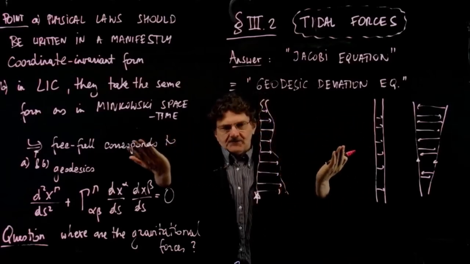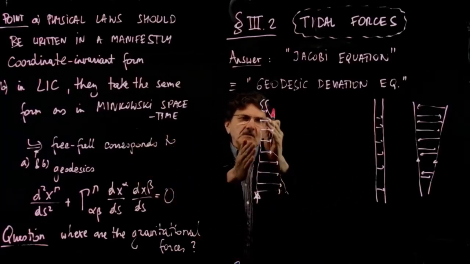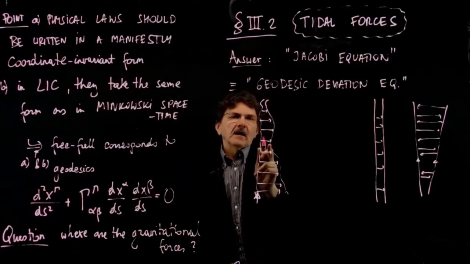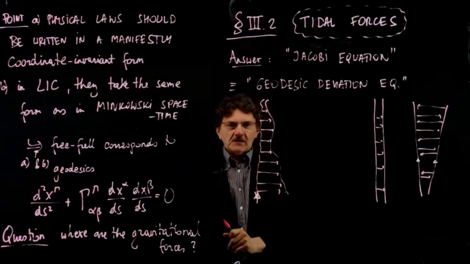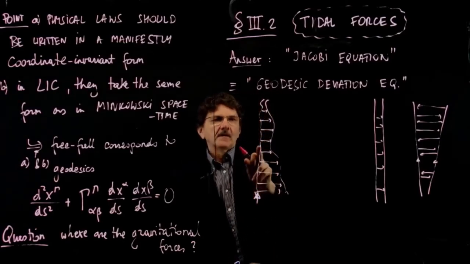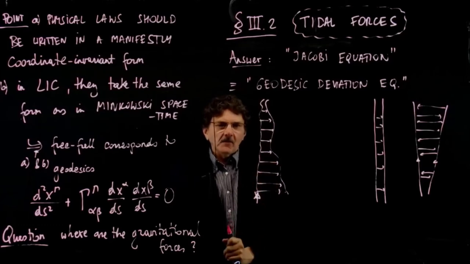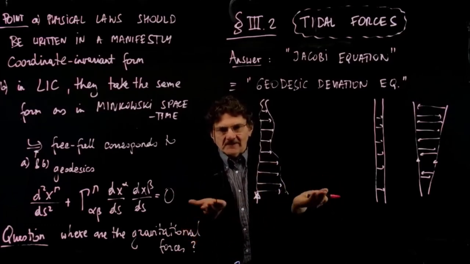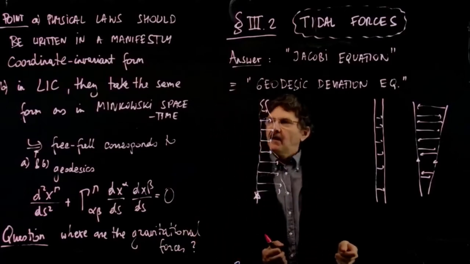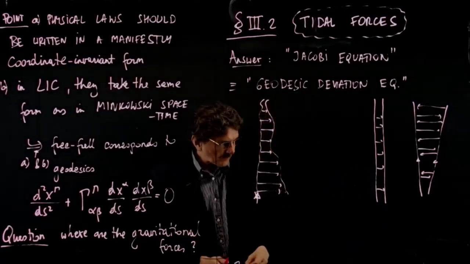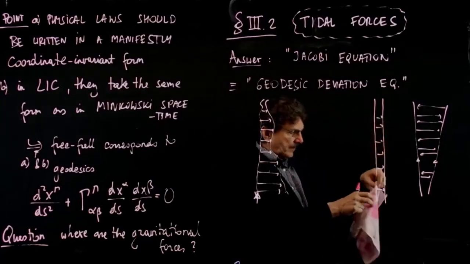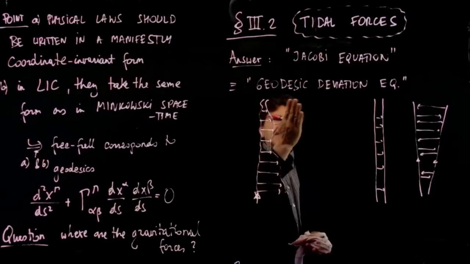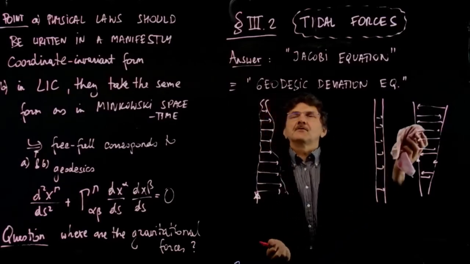They look whatever they're supposed to look. So in my picture, they're just actually getting closer together. And this separation between the geodesics, as seen from any one of them, will be changing in time and might accelerate. Right? And so this acceleration is what we understand as a tidal force, and is governed by the Jacobi equation or the geodesic deviation equation, which we're going to derive.